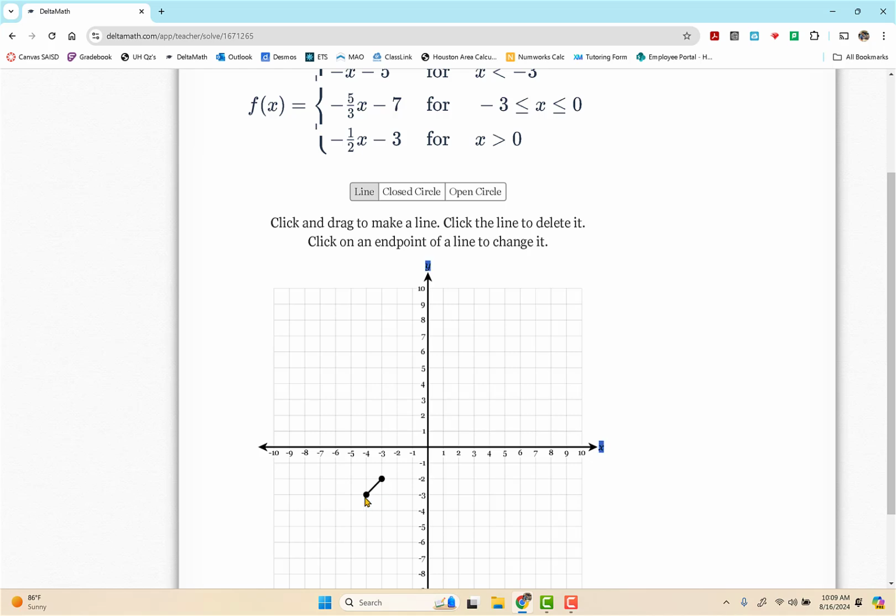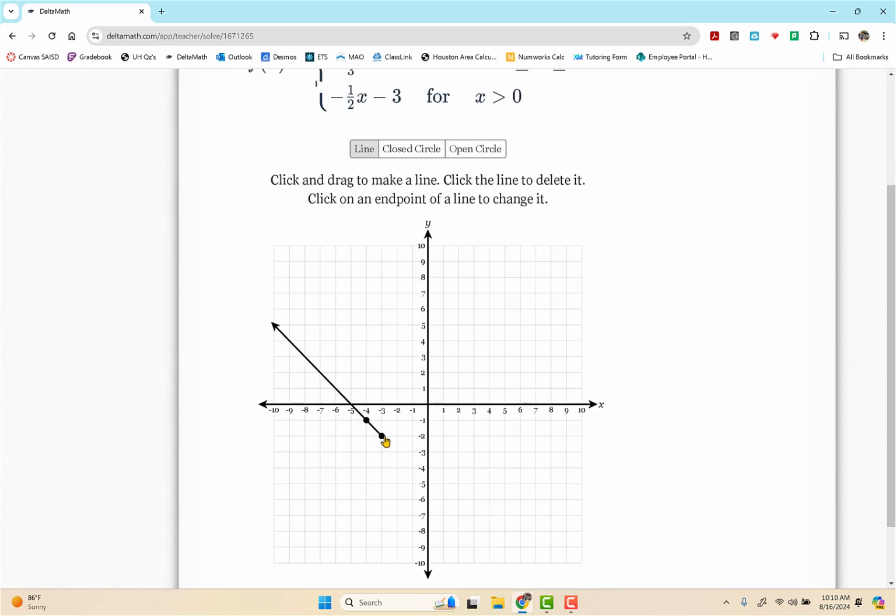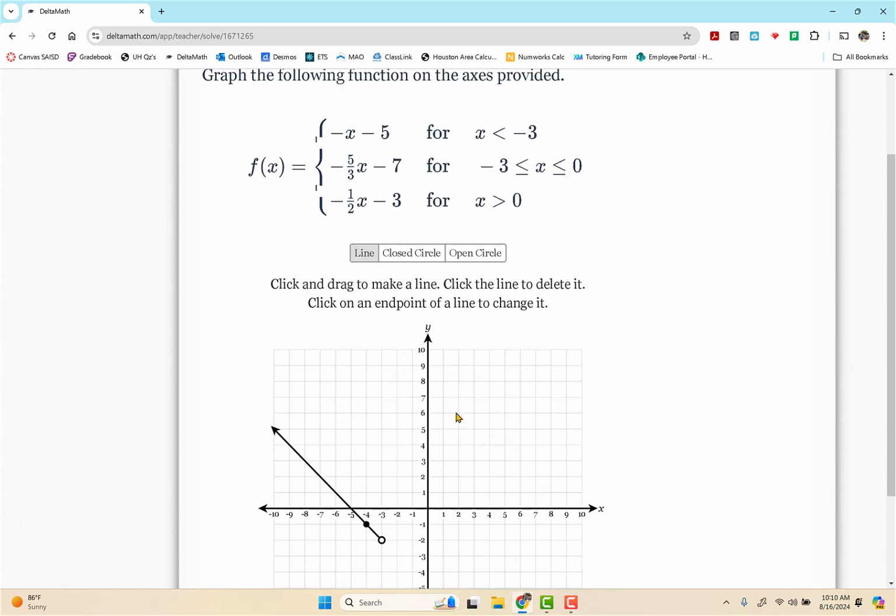Down 1, left 1. Nope. Down 1, up 1, left 1. Yes. It needs to go downhill. I make this one go forever. And there's not an equal sign, so I need to have an open circle. Okay. Is this correct so far?